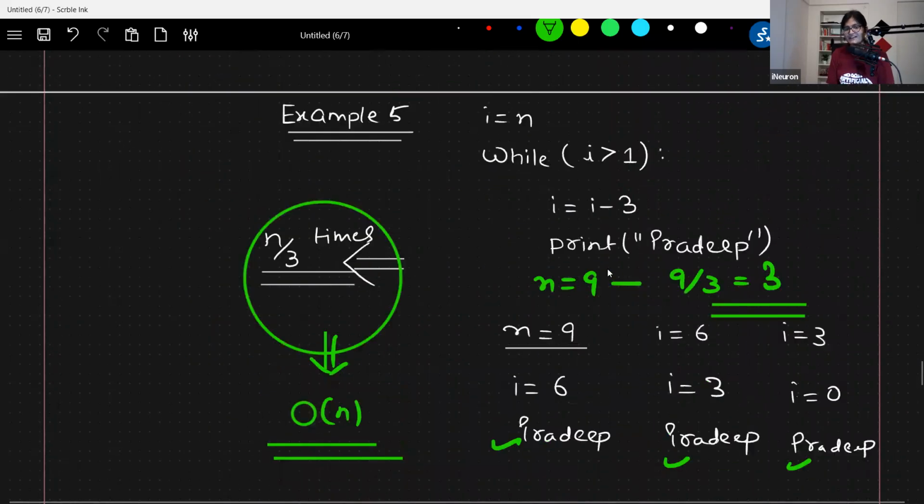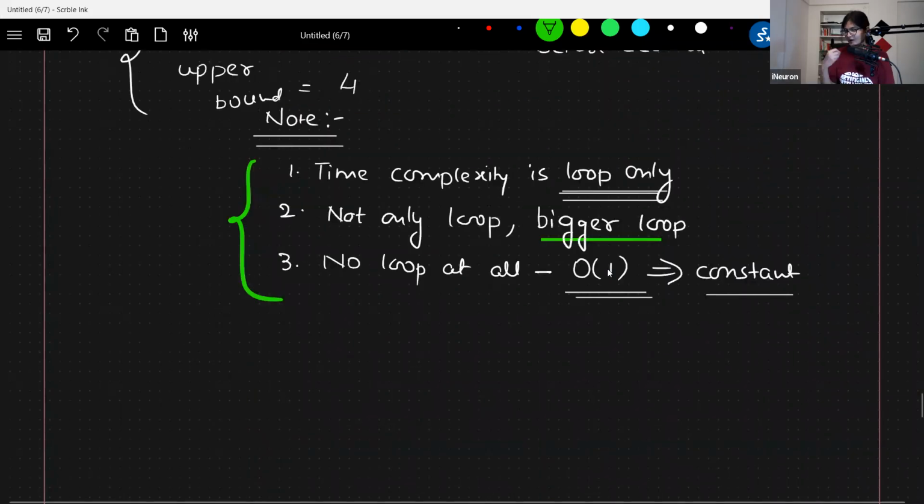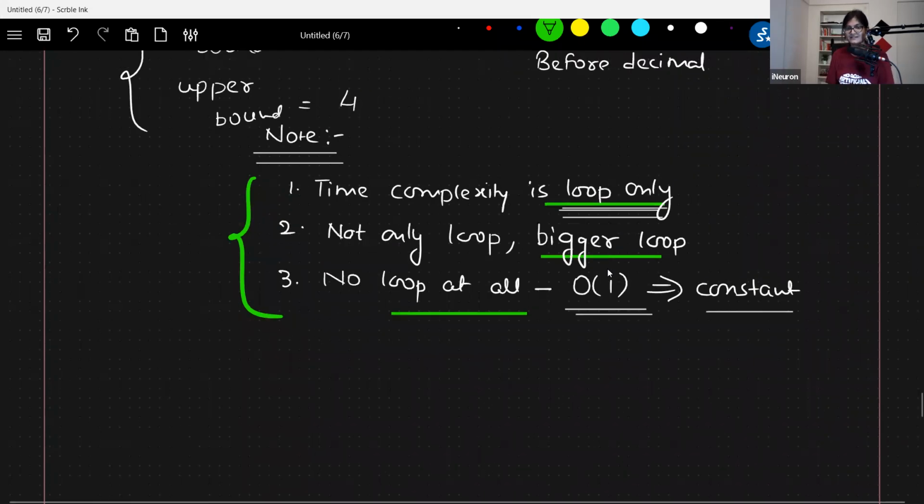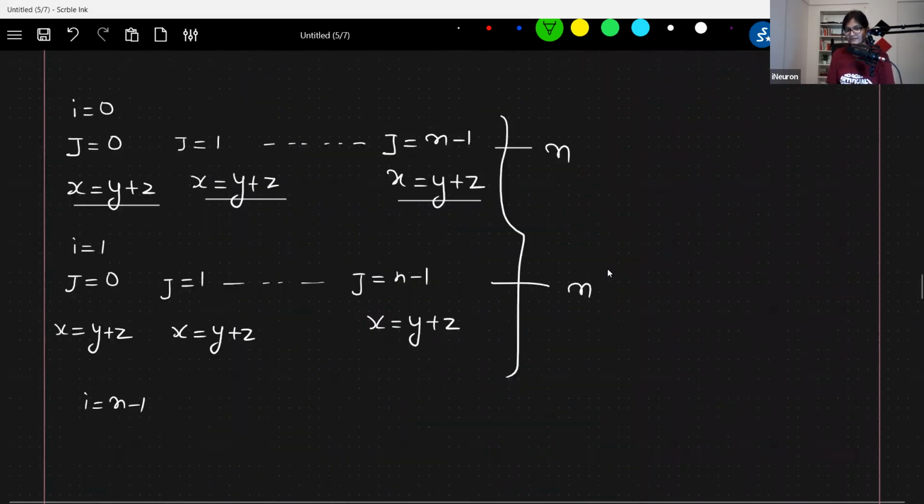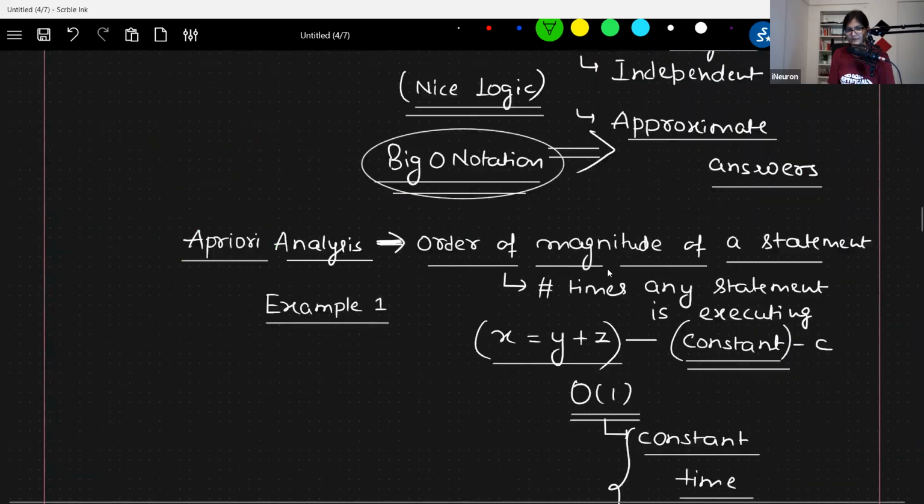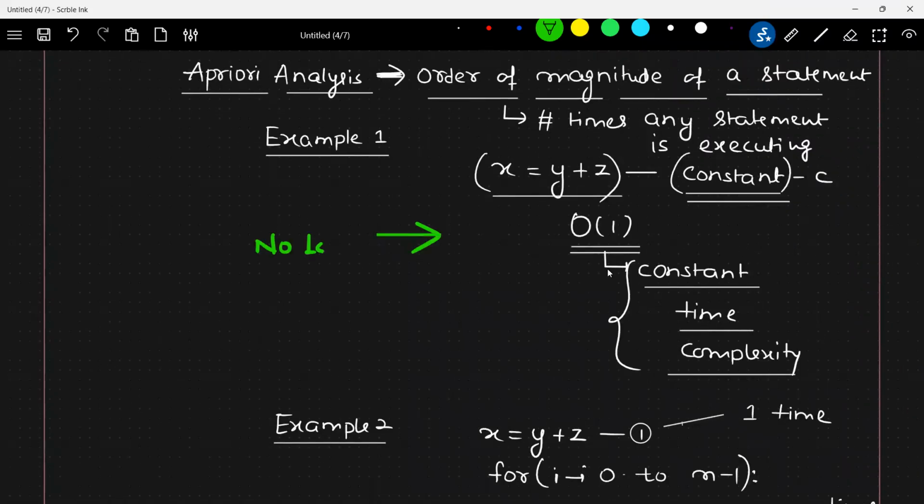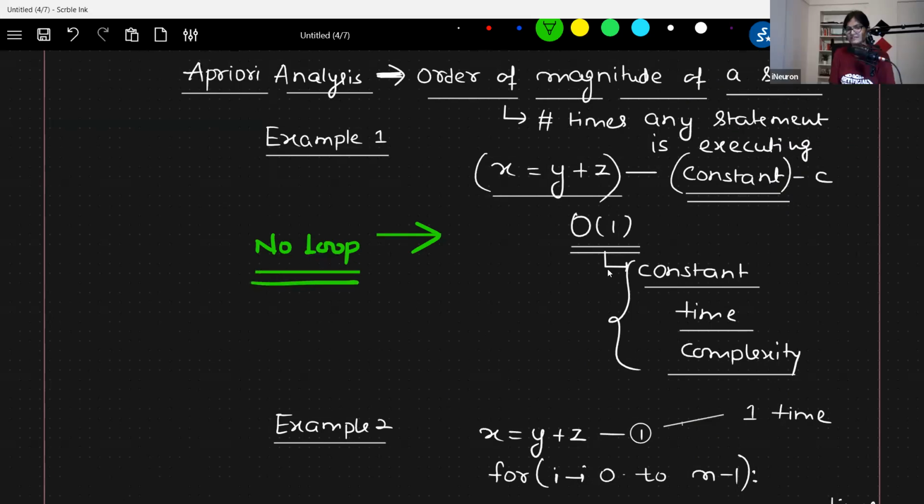And the third point says that if there is no loop at all in my code, at that point of time the time complexity will be constant. This example also we have seen. For example, go to example number 1. There is no loop here, right? So we have a constant time complexity.